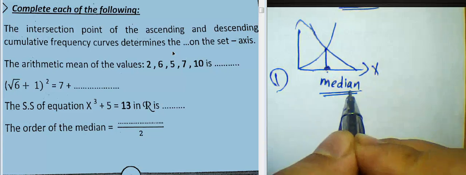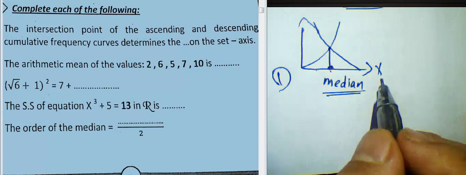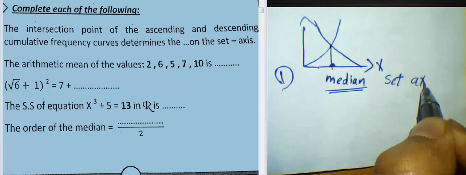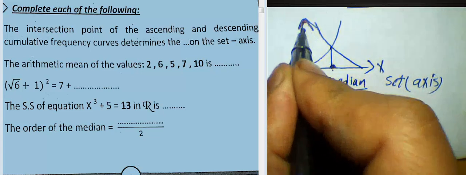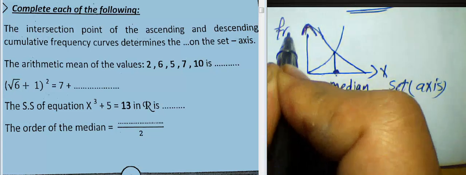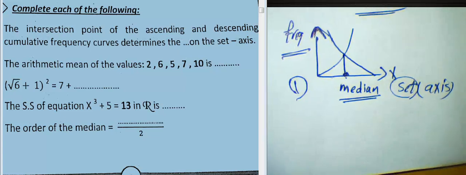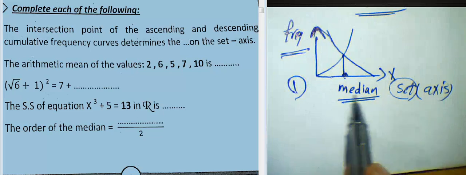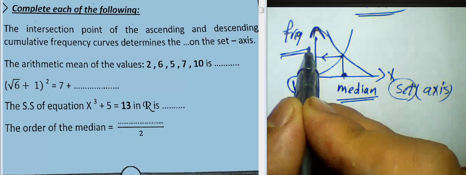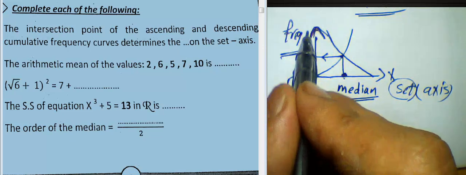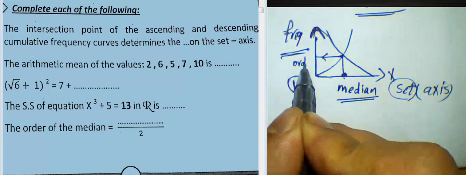Okay, x. It's about the x-axis. And what about the next one here? Frequency. Yes, we have the x-axis and the frequency axis. We can determine the median on the x-axis, and on the frequency axis we can determine the order of the median.